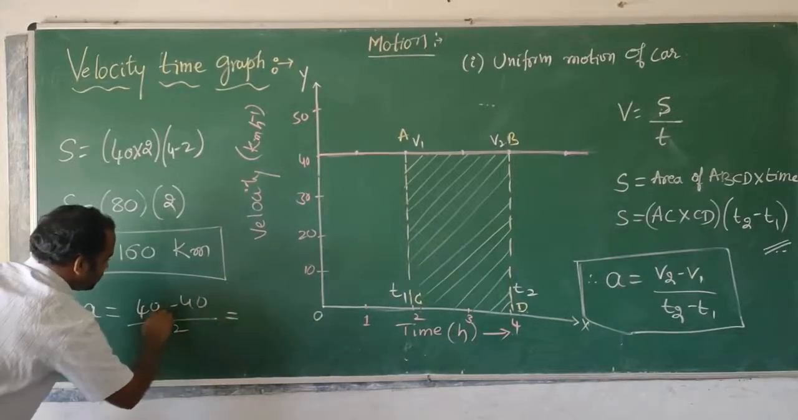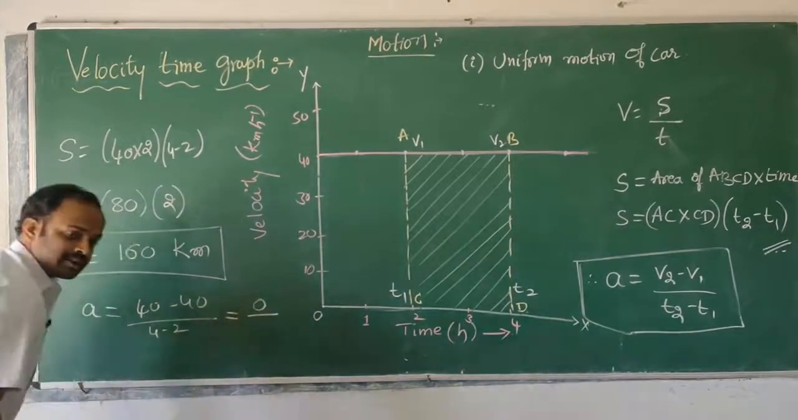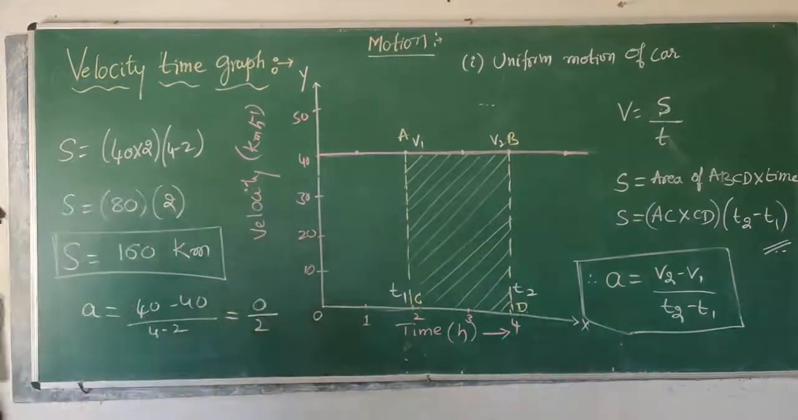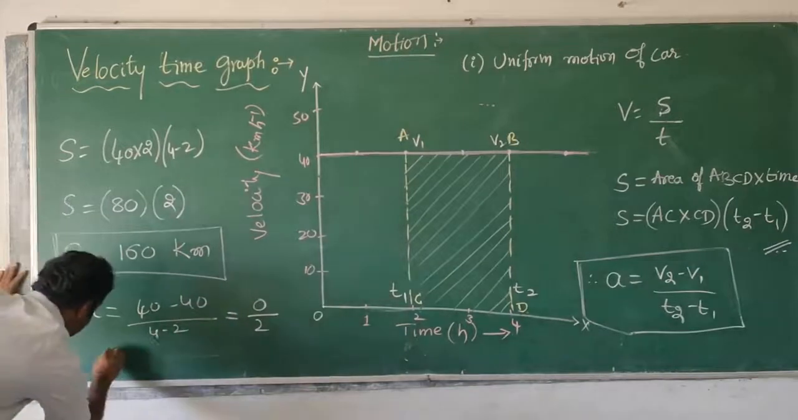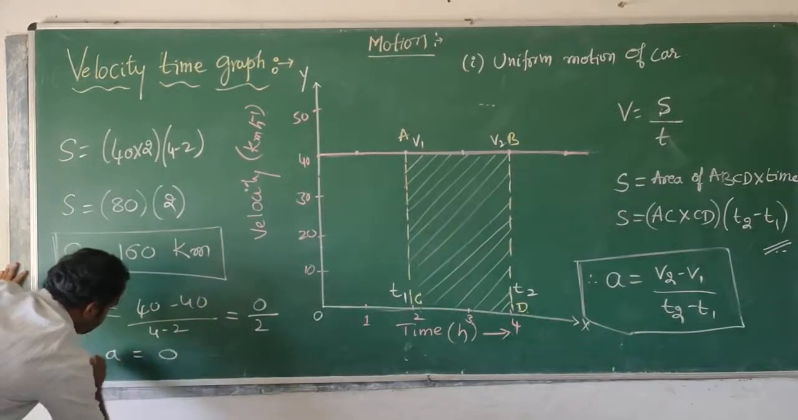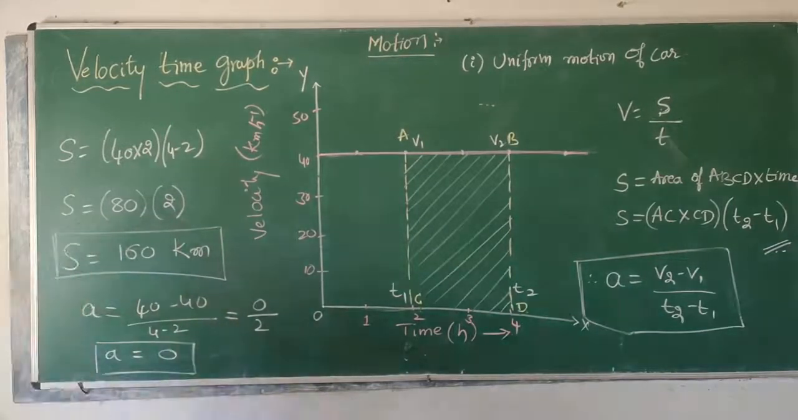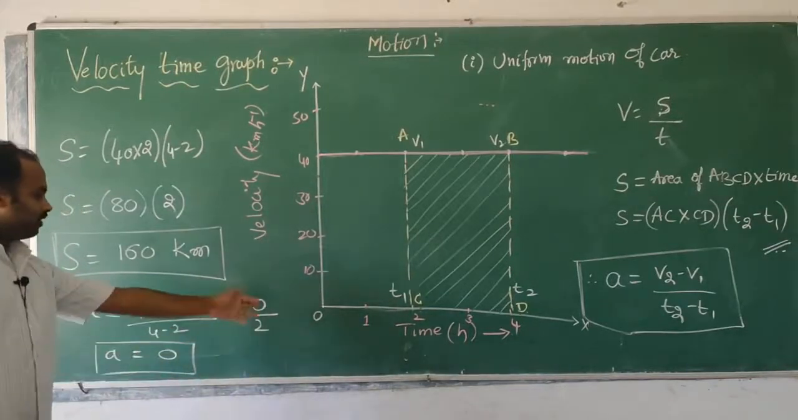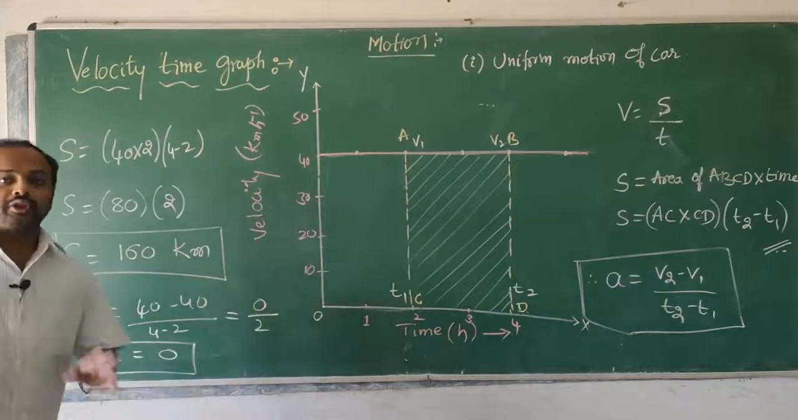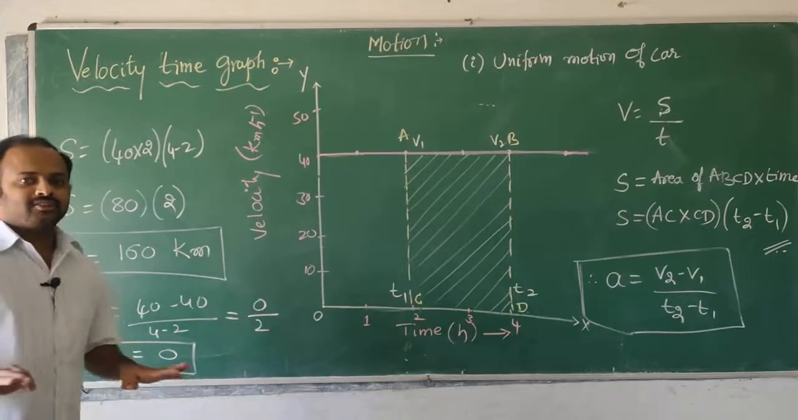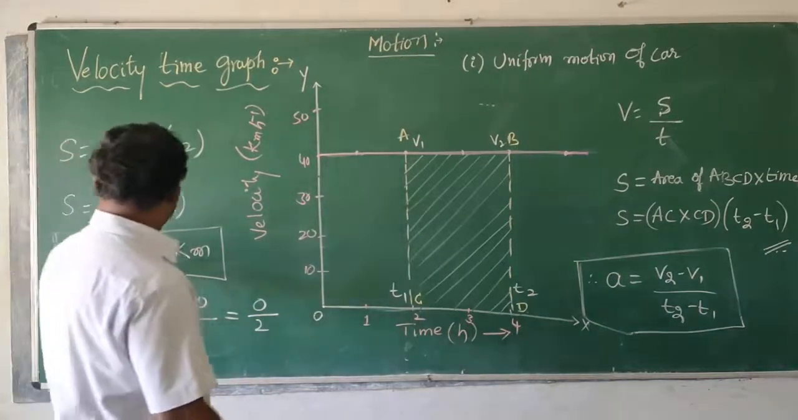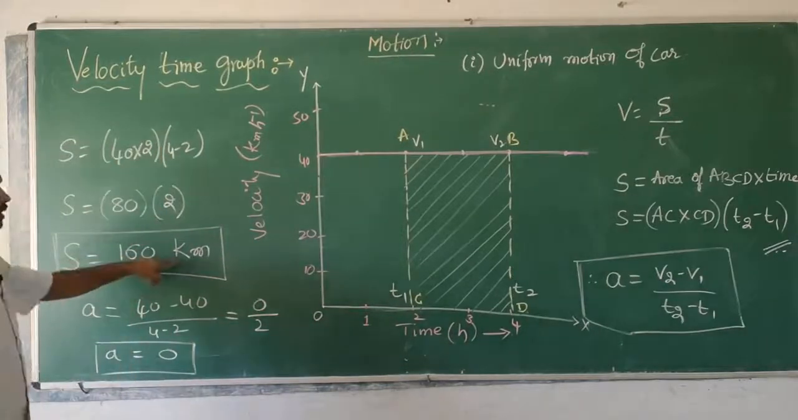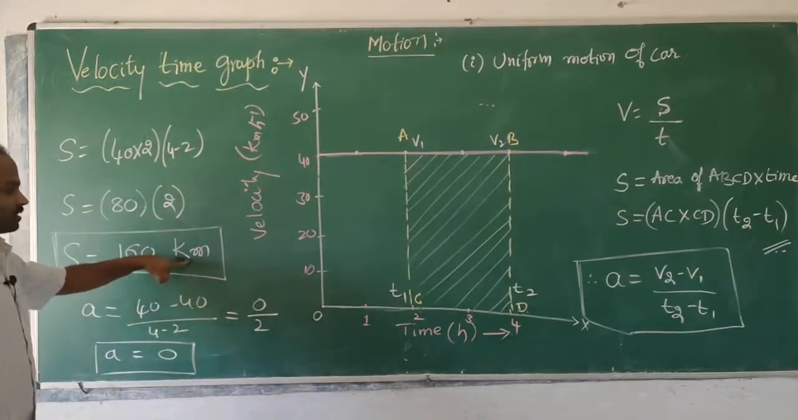That is 40 minus 40 is 0, divided by 2. 0 by 2, and 0 by anything is 0. Therefore A is equal to 0. So what happened here? Acceleration is 0. But the total distance became 160 kilometers.